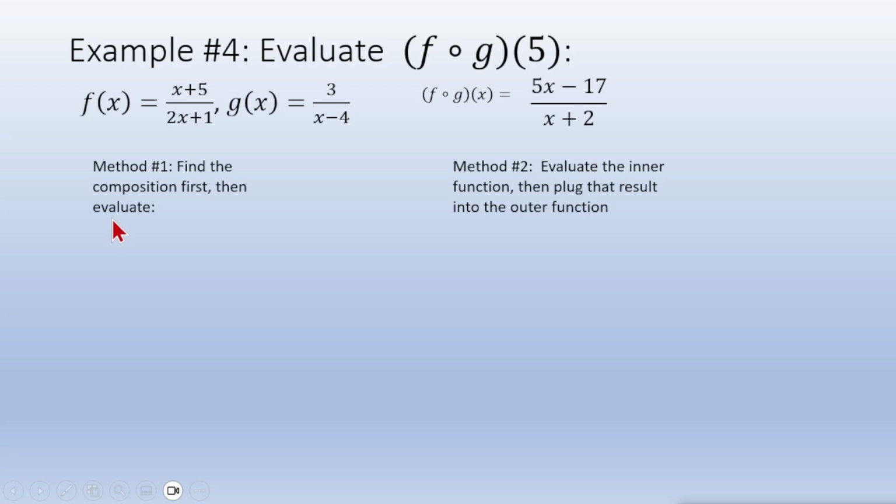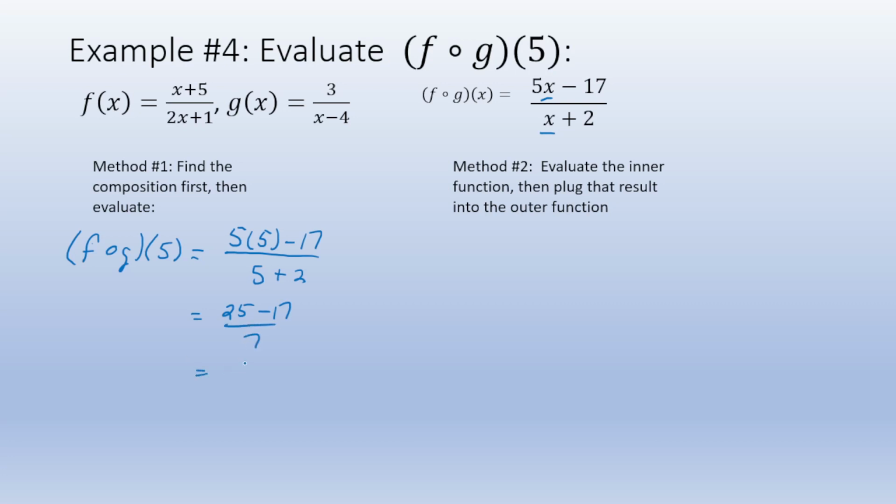So with the first method, we find the composition first, and then we evaluate. F composite g of 5, we just replace the x in the composition with 5. That gives us 5 times 5 minus 17 over 5 plus 2. We simplify that. 25 minus 17 over 7. We have a result of 8/7.